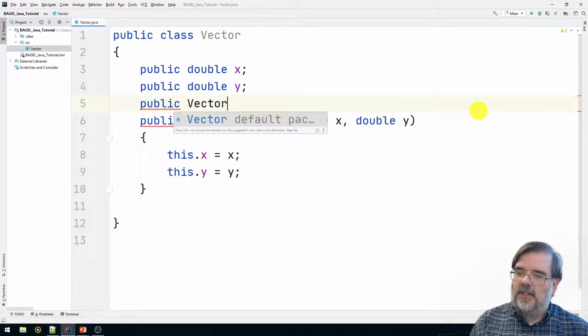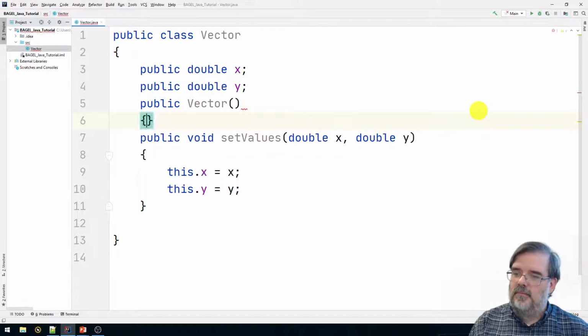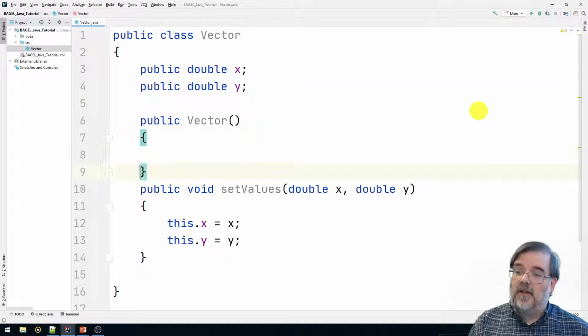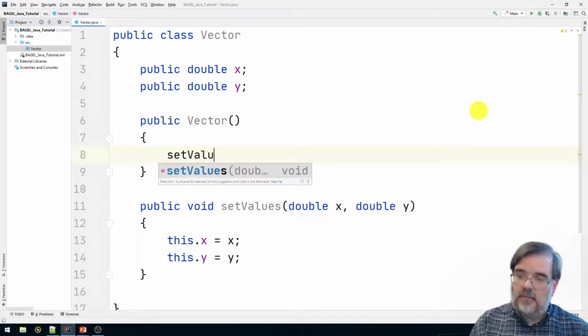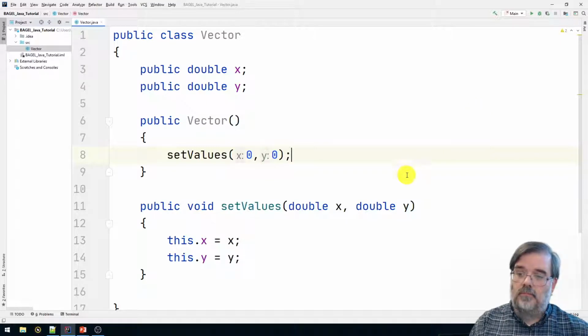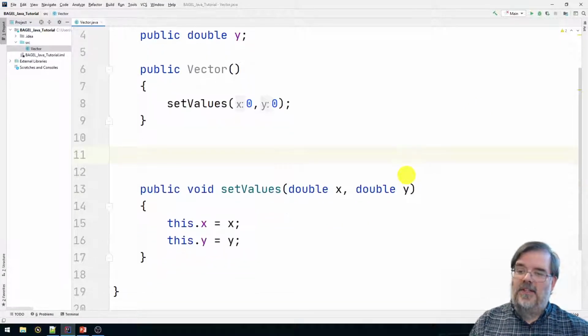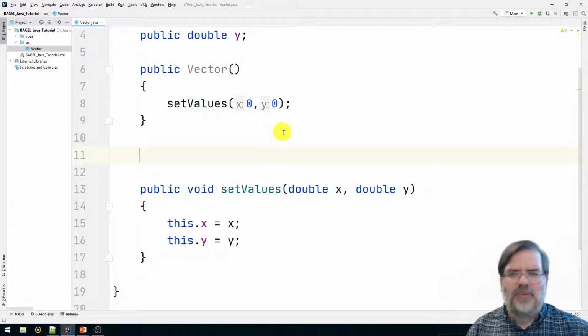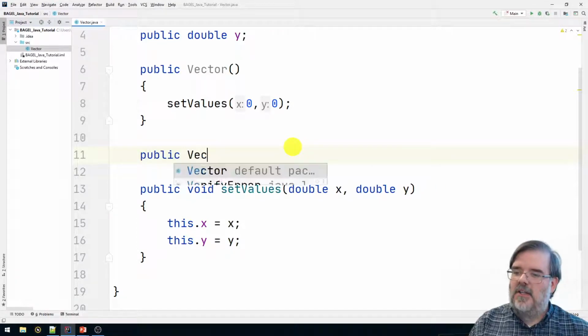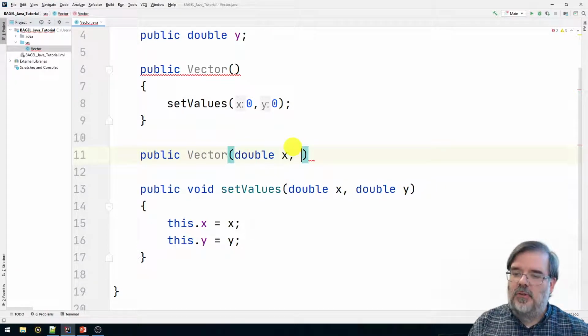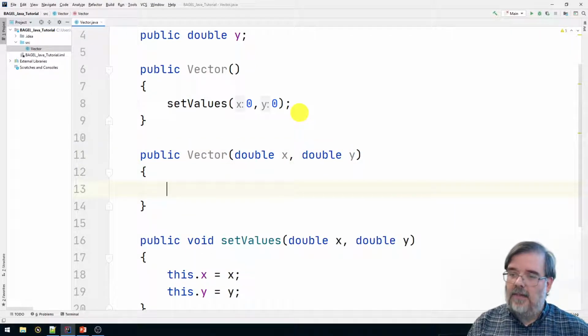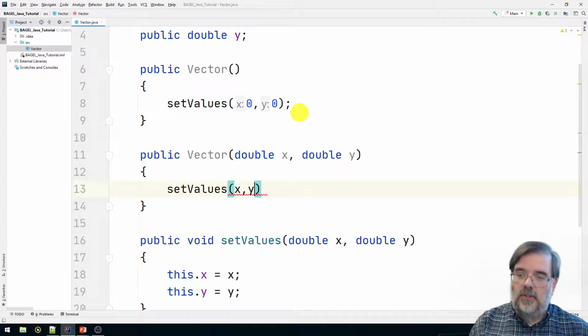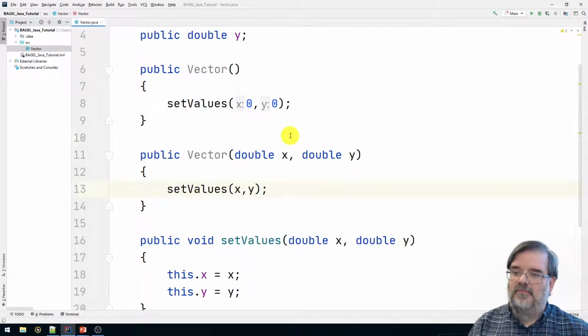So I'll create a first constructor, public Vector. And by default, that will set the values to 0, 0. And IntelliJ does all sorts of good things, like it'll tell us what the names of the parameters that we're setting are. It's really cool. All right, let's also set up a parameterized constructor. So this will take double x and double y, and it will set the values to be, well, x and y. All right, the class is coming along pretty well.